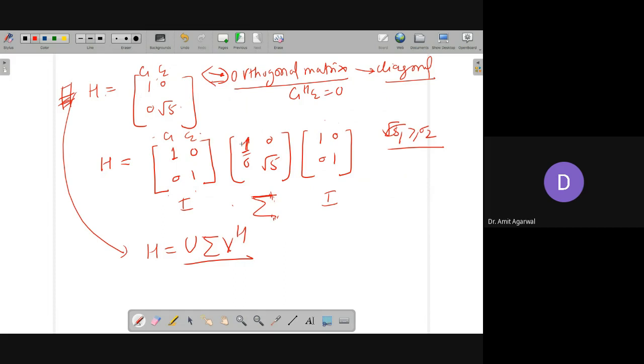So for this, what we can do is first swap the rows or swap the columns. First swap the columns and then swap the rows. So what happens if we just swap the columns or rows? Okay, swap the rows first. If we swap the rows of this matrix 0, root 5, 1, 0, we have to swap the columns of this matrix.